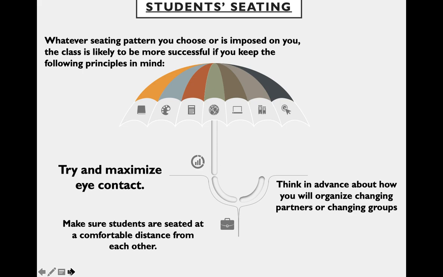Make sure that the students are seated at a comfortable distance from each other, and think in advance about how you will organize changing patterns, for example if you have group work or pair work. Depending on the activity you choose for your lesson, you can manage and choose the best seating for the students that will fit the activity you will work on.